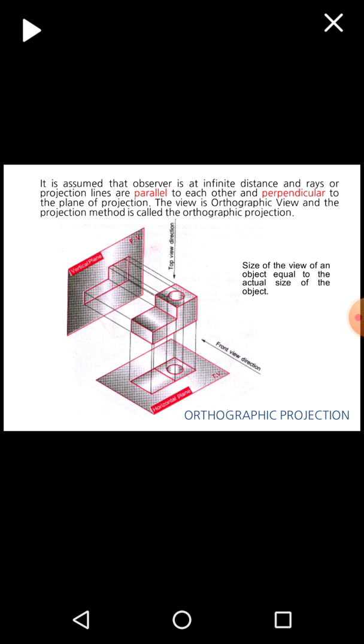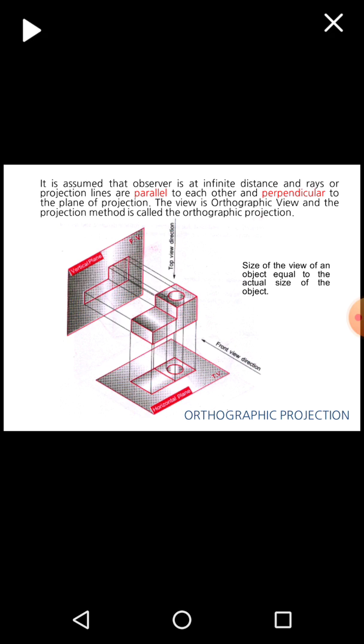Now here we'll see one example. The object is kept in between the front vertical plane and the horizontal plane. Now the observer is looking from the right side, and we are taking its projection on the vertical plane, and the condition is satisfied, that is, the object is in between the vertical plane and the observer.